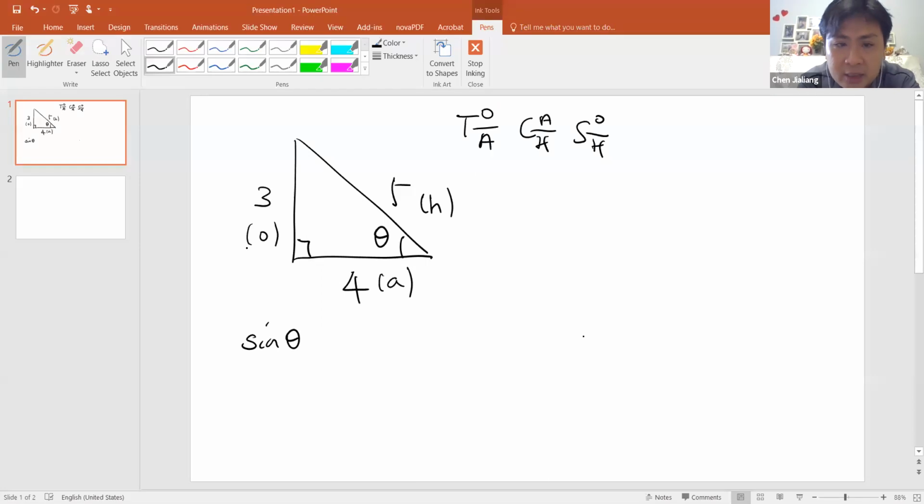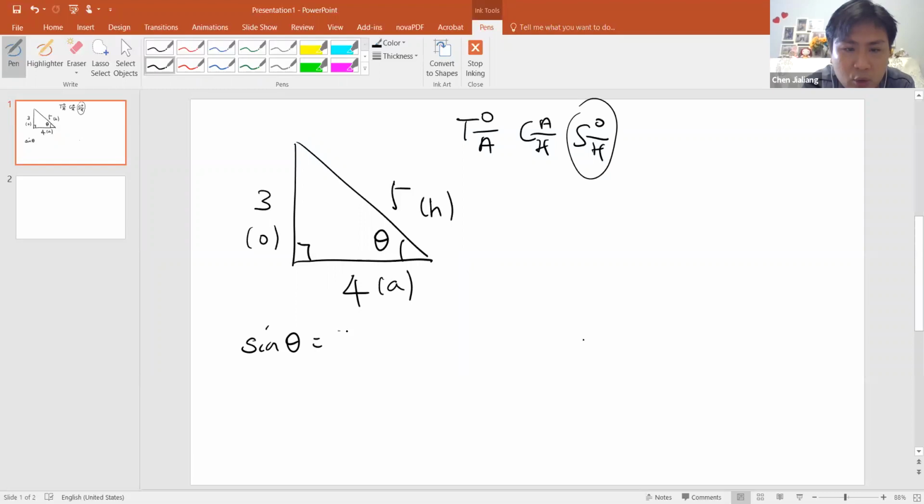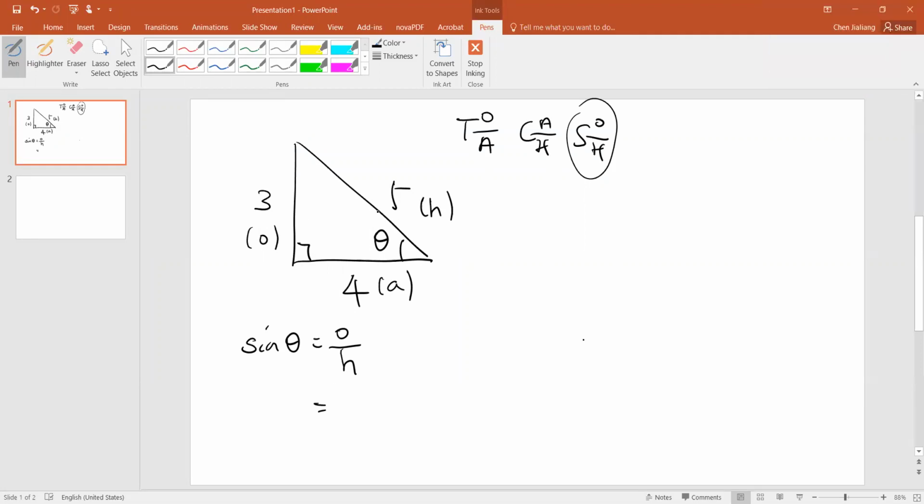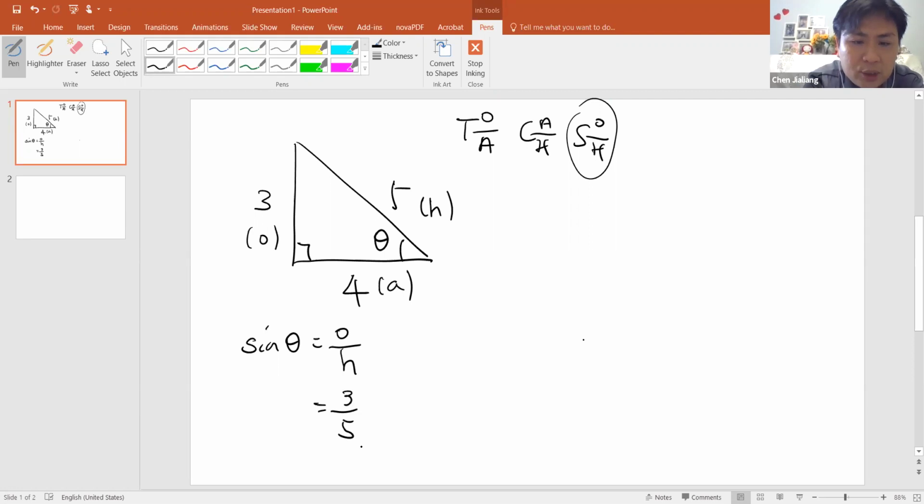So very obvious. Once we have labeled this, you go back to the formula here. Sine theta is using which formula? Sine theta is using SOH, so sine theta is O over H. Then all you need to do is plug in the values. What will be the values of O and H? 3 and 5. So we put in the numbers, it will be 3 over 5. So for question 1, this is how we answer it. You do the same for cosine theta and tangent theta, and you can get the answer.